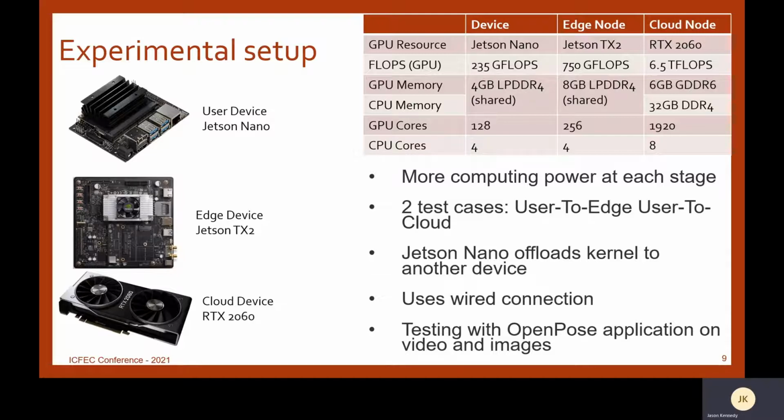And the tests are carried out using a sample application called OpenPose. OpenPose is an application that takes in either video or images as its input, and then detects if there's any people in the media, and if there are people, it draws a predicted pose using a deep learning library called Caffe. So in order to test, we used a short sample video and varying batch sizes of images from a data set. And we use 2 test scenarios. We have the edge scenario, in which the Nano offloads to the TX2. And our cloud scenario is when the Nano offloads to the RTX GPU.